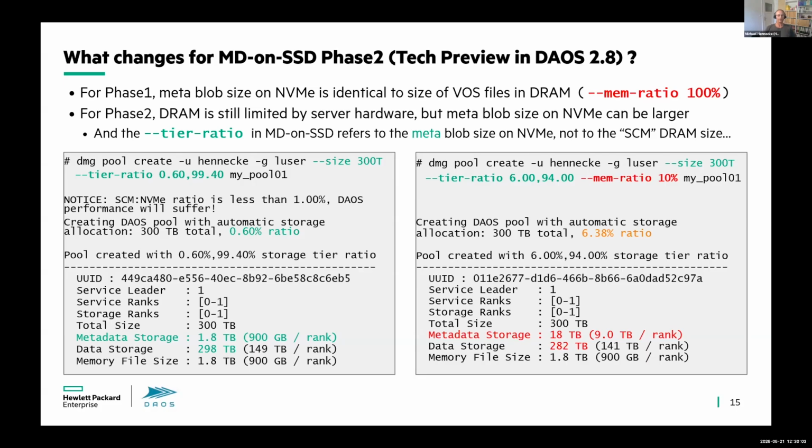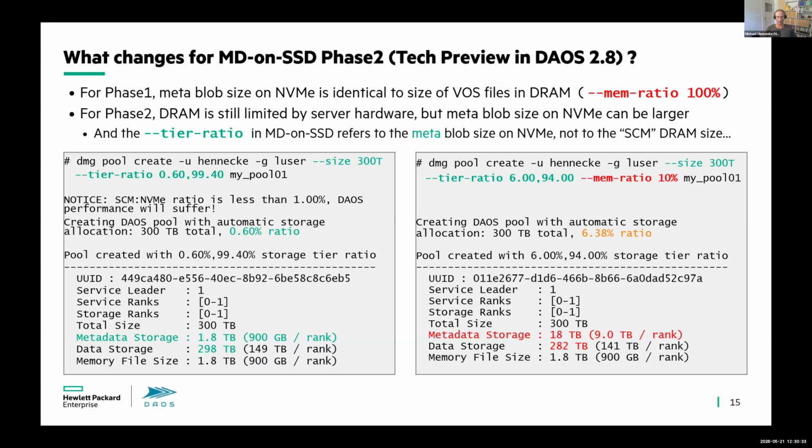So that's metadata on SSD phase 1, right? And you are limited by the 0.6% of total SCM. So if you have a lot of files, or files with very wide erasure code striping that causes the replication of the metadata to all of the EC strips, then at some point it's likely that you will run out of SCM space. And so the phase 2 way to create a pool is available as a tech preview.